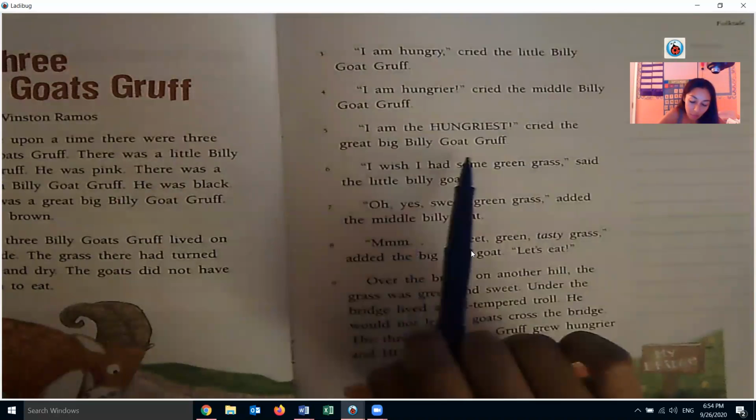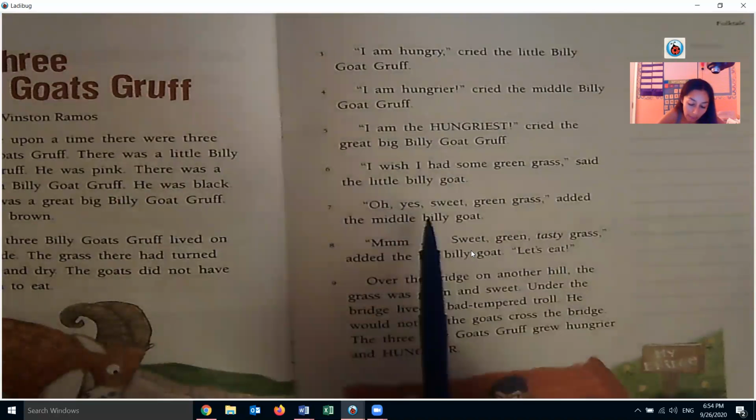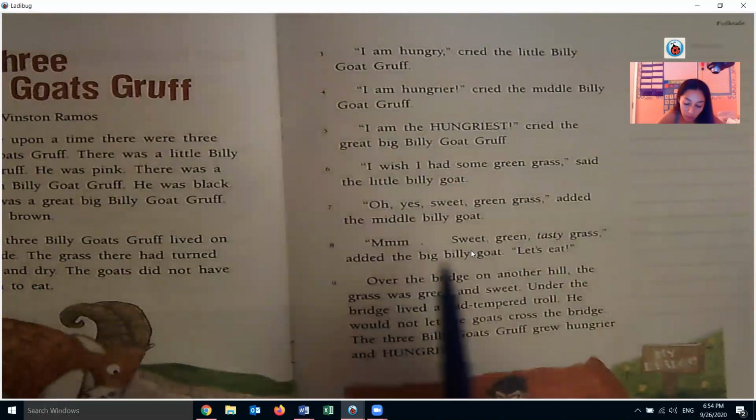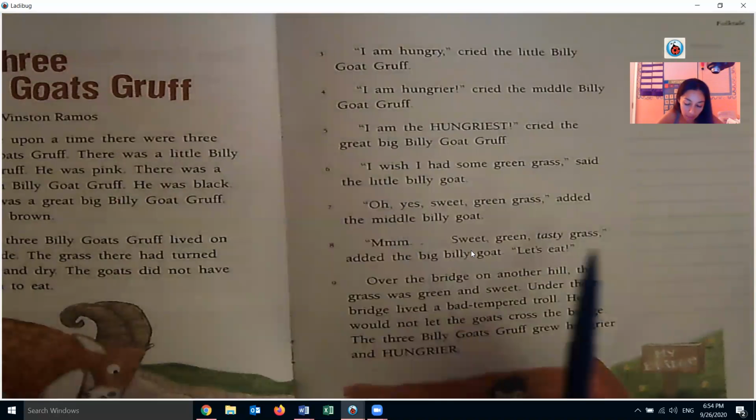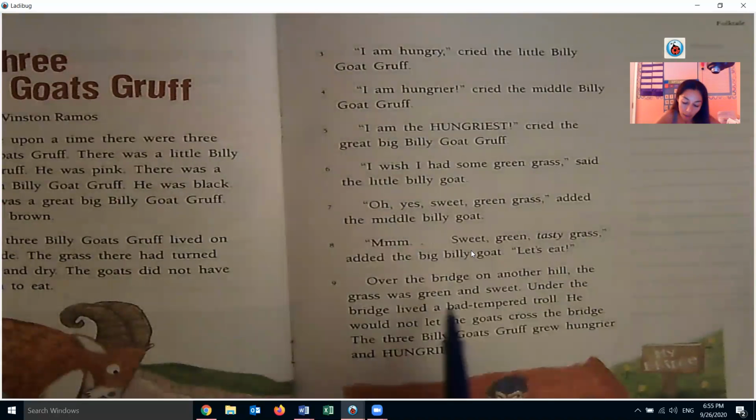"I wish I had some green grass," said the little Billy Goat. "Oh yes, sweet green grass," added the middle Billy Goat. "Sweet green tasty grass," added the big Billy Goat. "Let's eat." Over the bridge, on another hill, the grass was green and sweet. Under the bridge lived a bad-tempered troll. He would not let the goats cross the bridge. The 3 Billy Goats Gruff grew hungrier and hungrier.